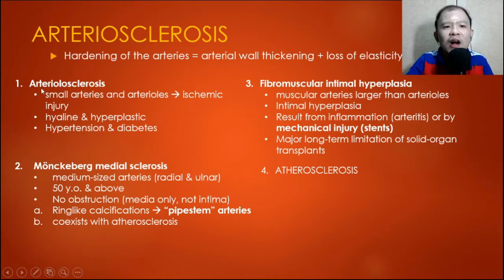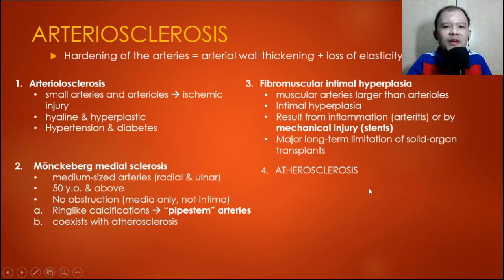If you're dealing with calcifications in the medium-sized arteries, that is what we call Mönckeberg calcific medial sclerosis. It presents with pipe stem arteries. Third, if you have hyperplasia of the blood vessel secondary to insertion of a foreign material into the lumen, that is what we call fibromuscular intimal hyperplasia.